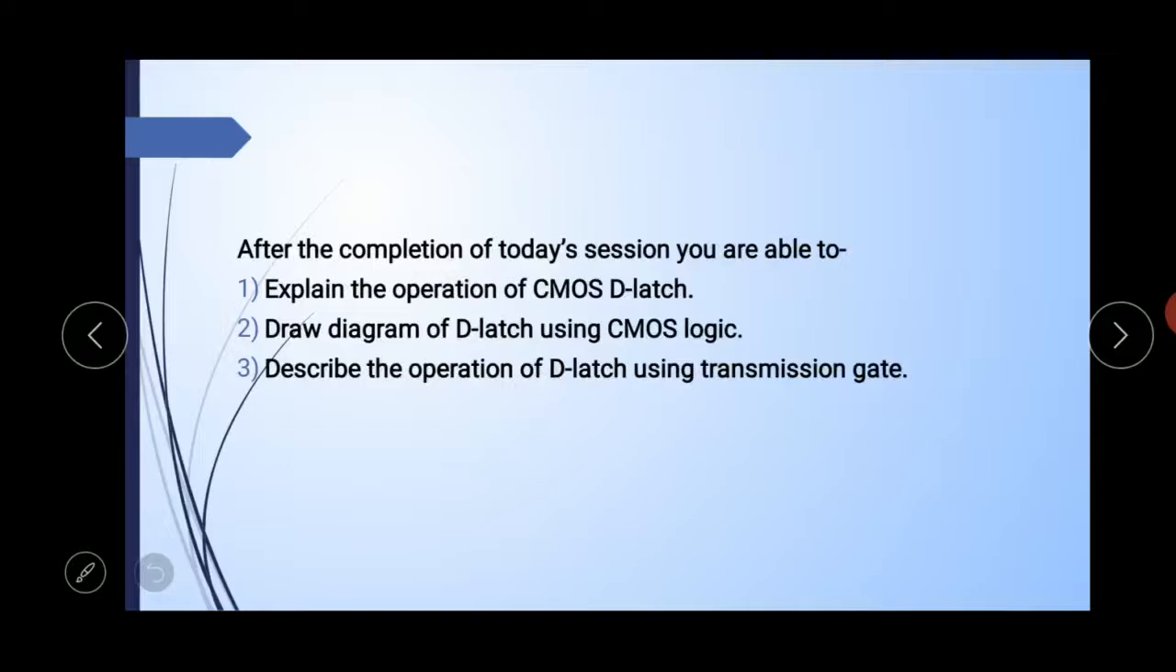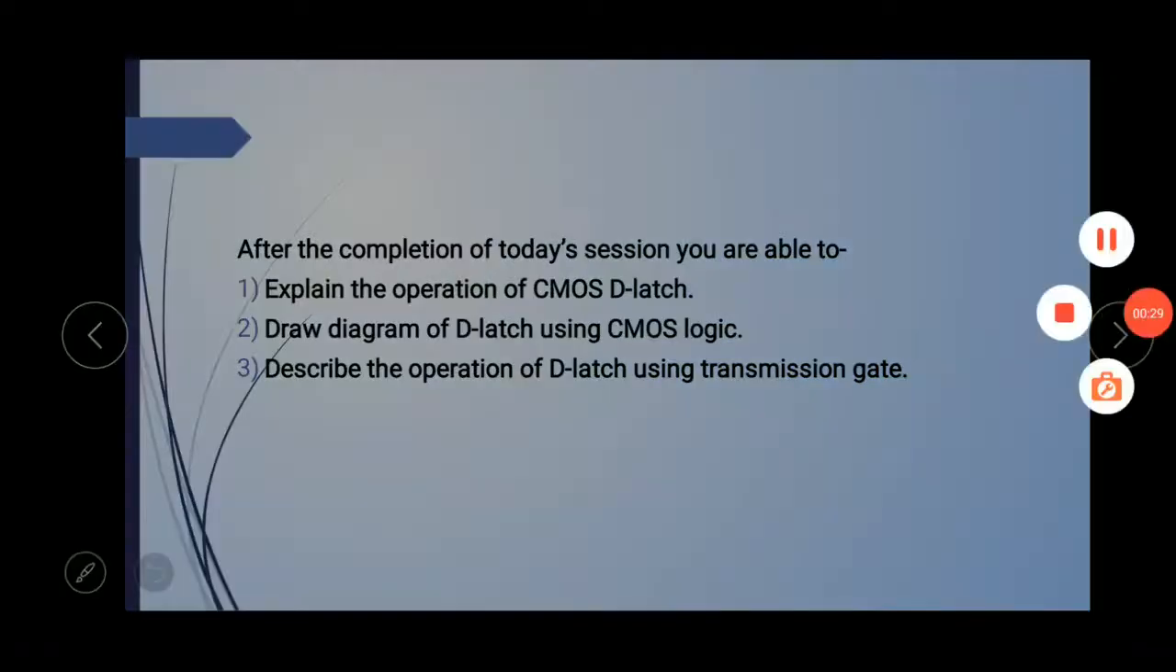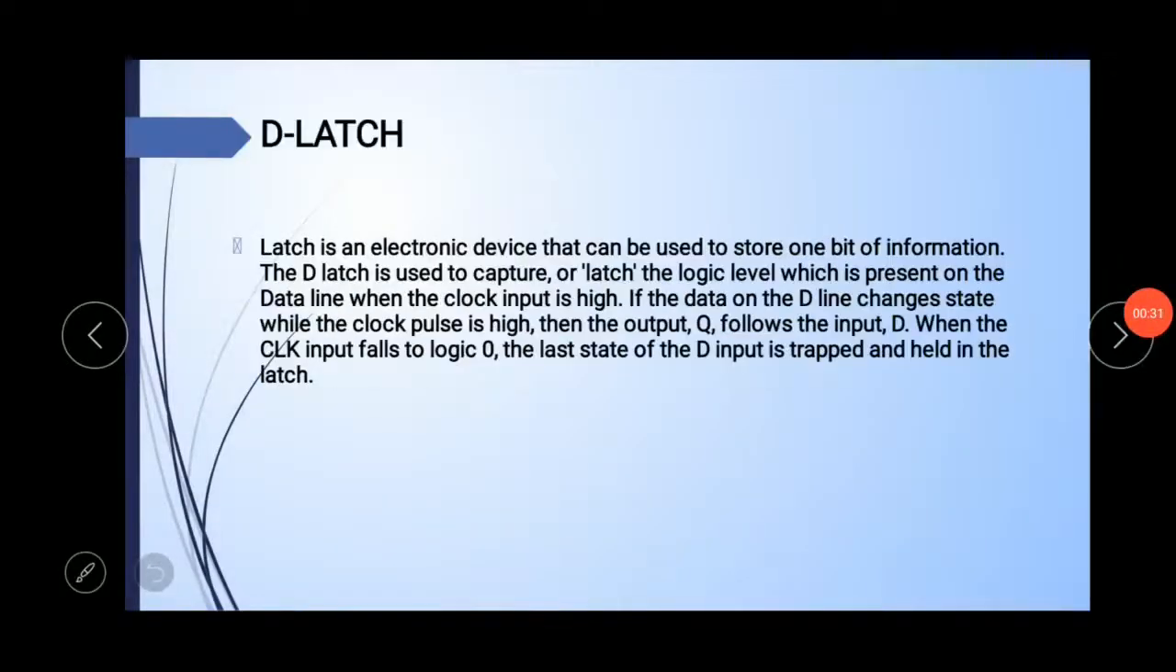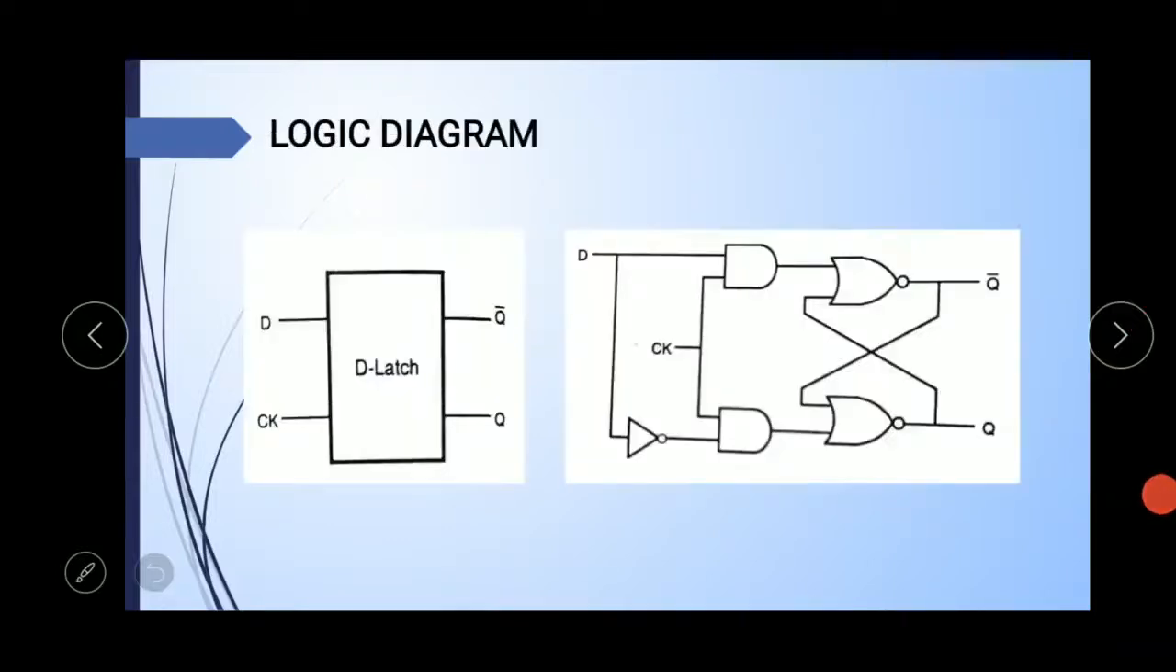After the completion of today's session, you will be able to explain the operation of CMOS D latch, draw the diagram of D latch using CMOS logic, then describe the operation of D latch using transmission gate. So, let's go to the diagram directly.